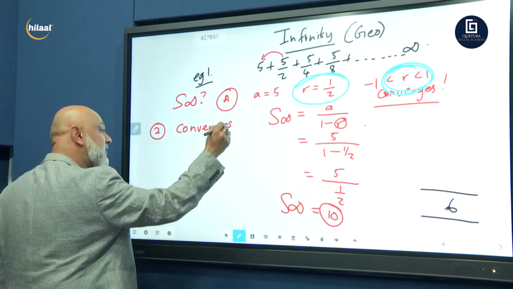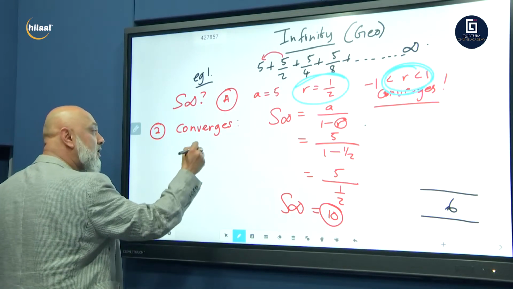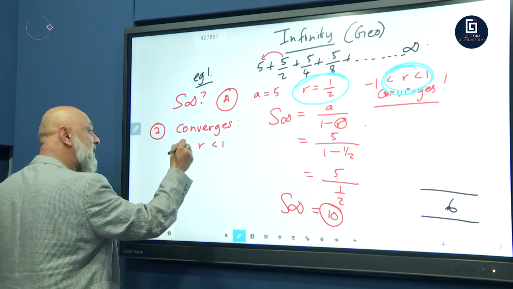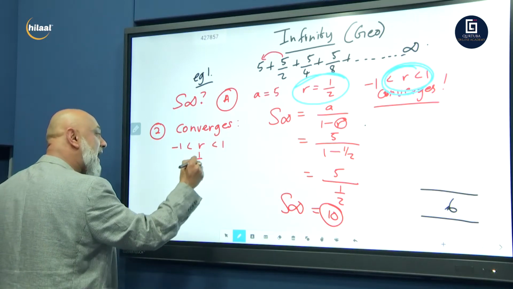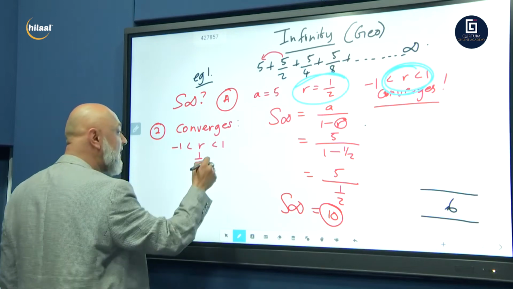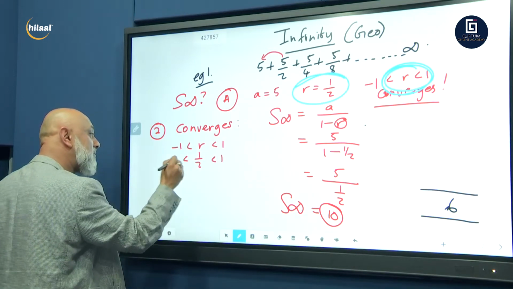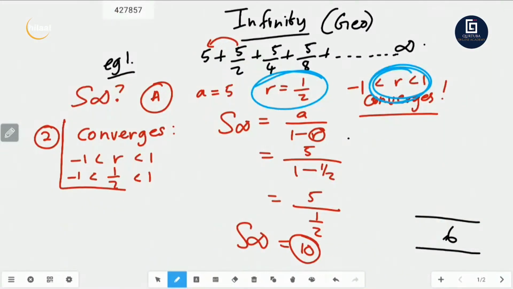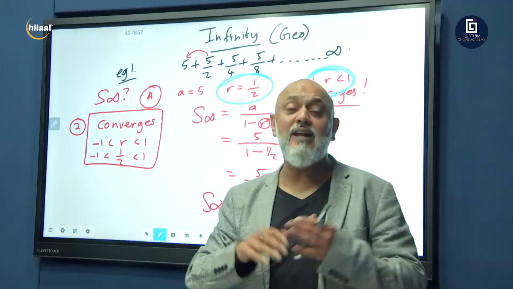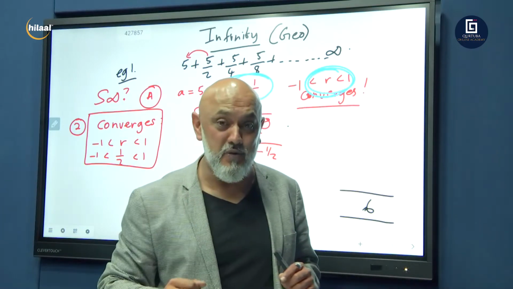This is the answer for question number 2. Why? Because r is less than 1, greater than minus 1. A half, remember r is a half, is less than 1 but greater than minus 1. And that's the way you would answer question number 2. It converges, it doesn't diverge. Okay, so I hope you've taken this one down. Very, very popular exam question.